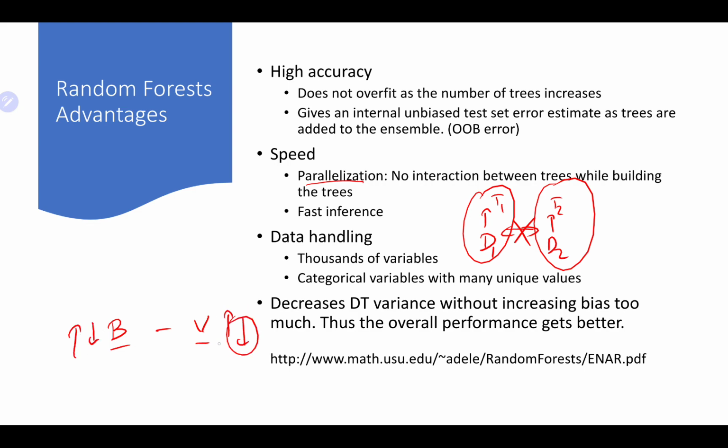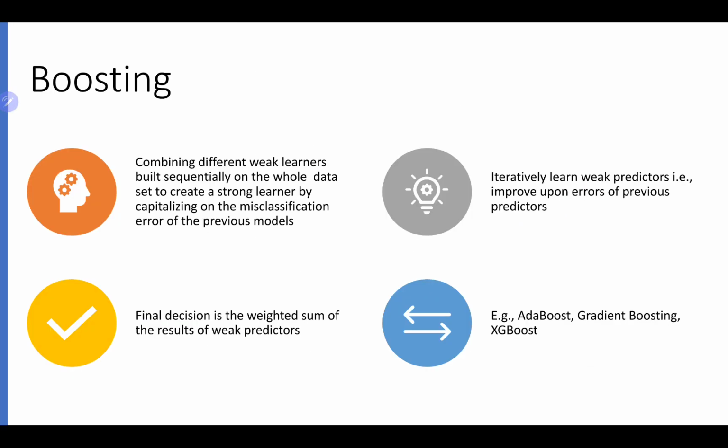So the tree is trying to decrease the variance. So this will go up. But again, how much will it go up? If it goes up only a little bit compared to a large decrease in the variance, that's a good thing. And that's what the random forest achieves. So that's why random forest is a good algorithm. And yeah, that's the main benefit of random forest there.